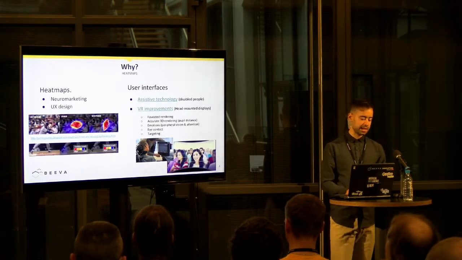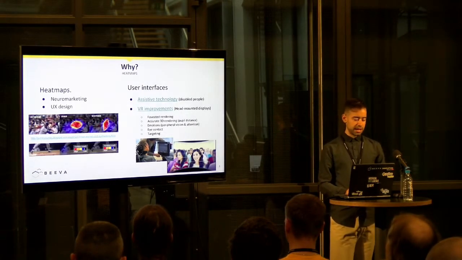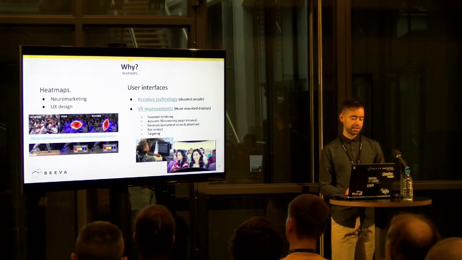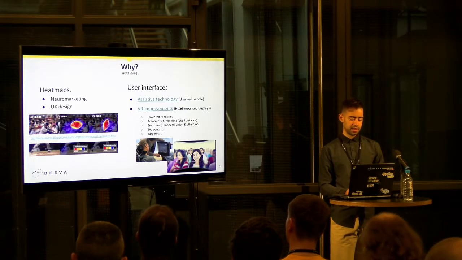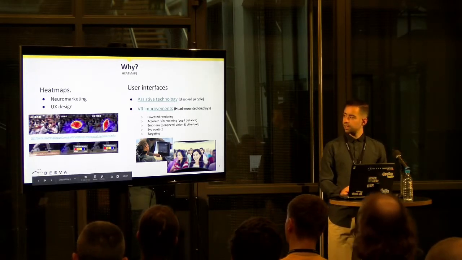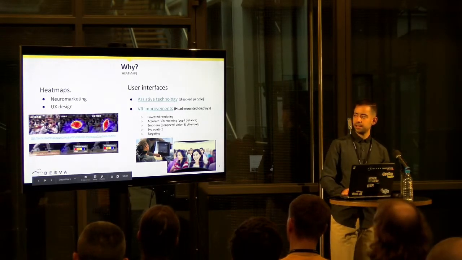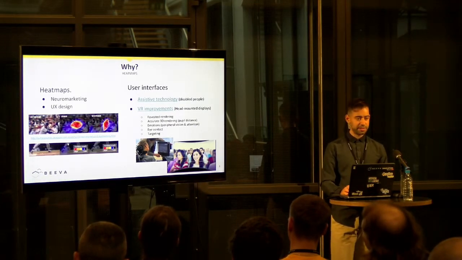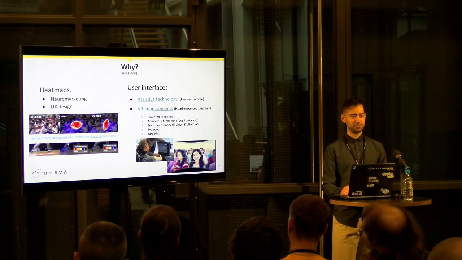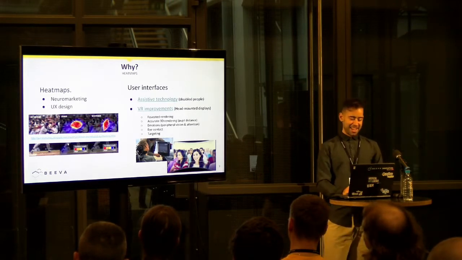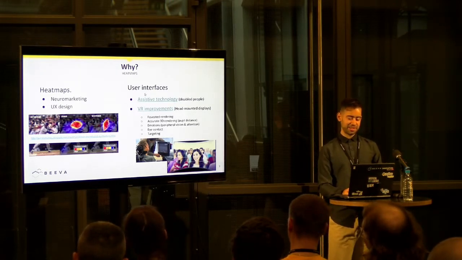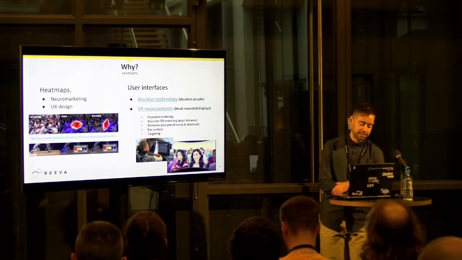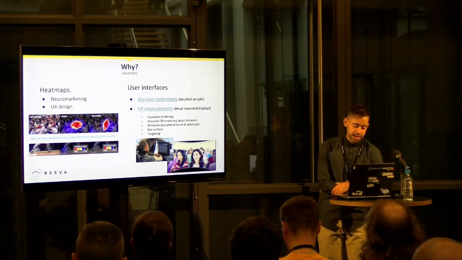Why is it useful? Because in neuromarketing and user experience design, you can design heat maps to know which parts of an image the user is looking at. Here, we have a baseball player, and there are differences between men and women. There are also more differences, but I censored it, so if you want to know more, please check out the source.